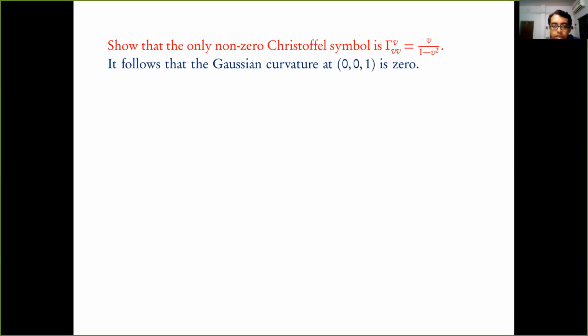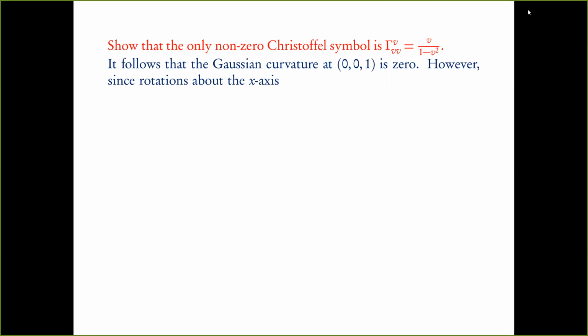Okay. So why does that determine the Gaussian curvature for the whole cylinder? Well, remember, an isometry preserves Gaussian curvature, that is Gauss's Theorema Egregium. So if you rotate about the x-axis, you can go from 0, 0, 1 to any point of the form 0, cosine theta, sine theta, correct? So that says that the entire unit circle at x equal to 0 has Gaussian curvature 0.